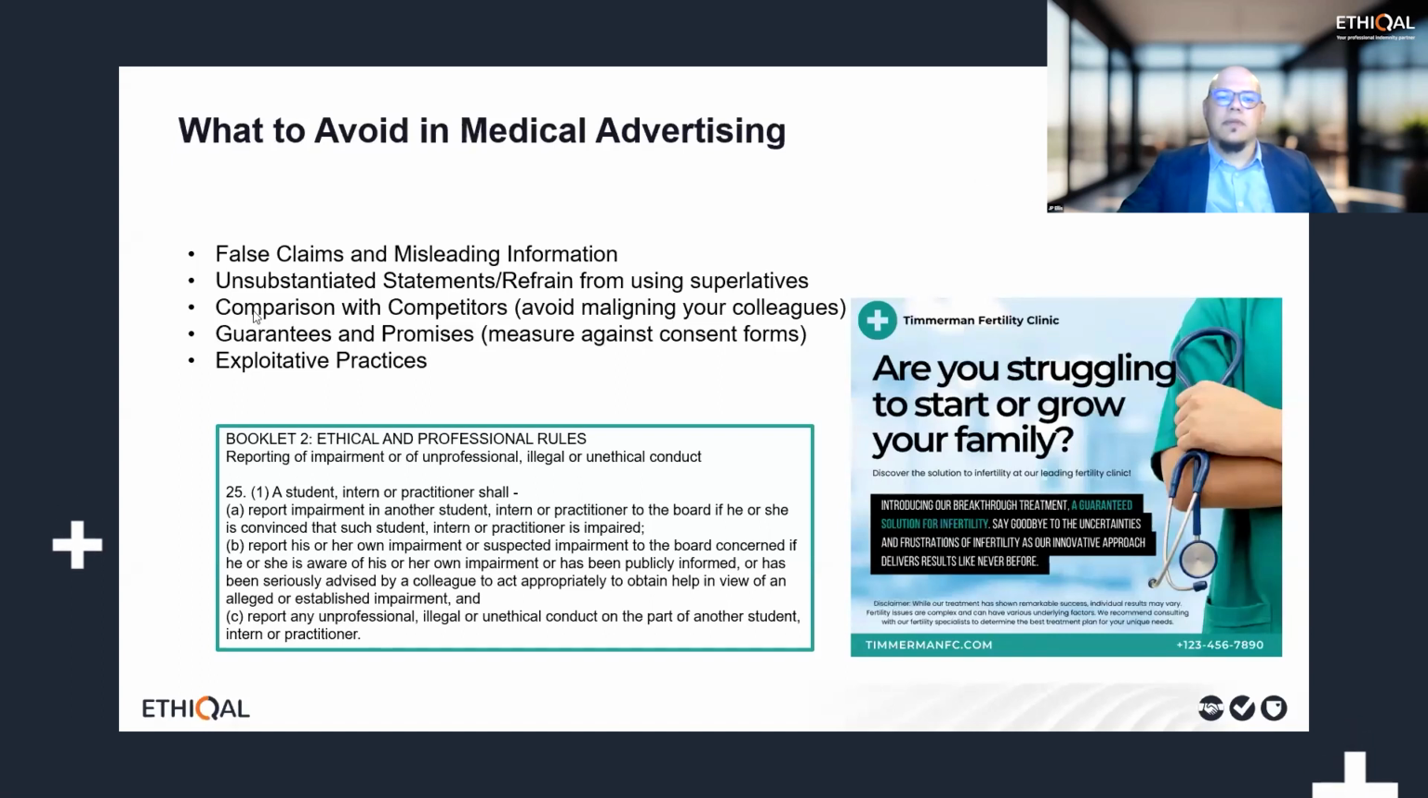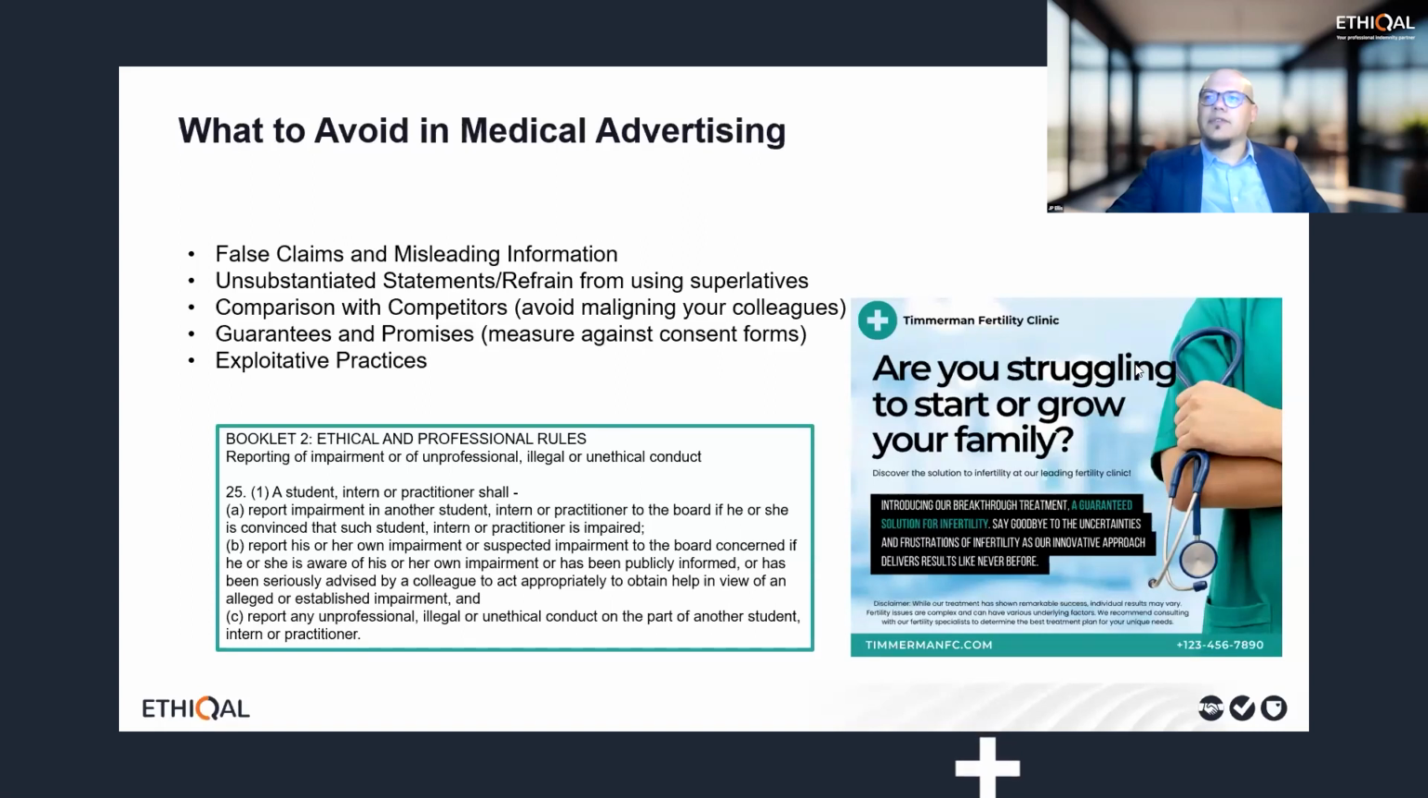Also, we need to be mindful of Booklet 2, Rule 25, relating to the reporting of unprofessional, illegal or unethical conduct on the part of colleagues. What happens sometimes is that colleagues will sometimes malign one another in a number of ways, and that also has a bearing on the way in which you advertise your practice, saying that you're the best in the market, sort of impugning the dignity of your colleagues by making certain assertions.